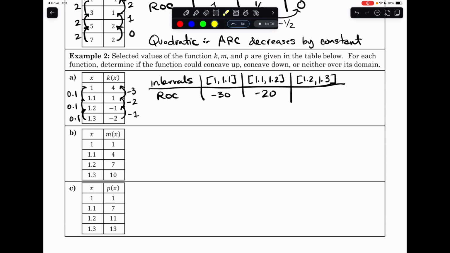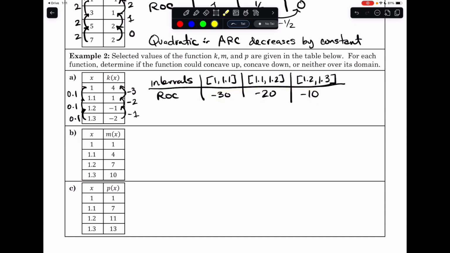The way to figure out the difference from this point to this point is just subtract, remember, the second one minus the first one. So that gives you 0.1, and negative 1 divided by 0.1 is negative 10. So this thing is not linear. It's going to be, again, curved. It's not going to be a straight line because our rate of change is not the same.